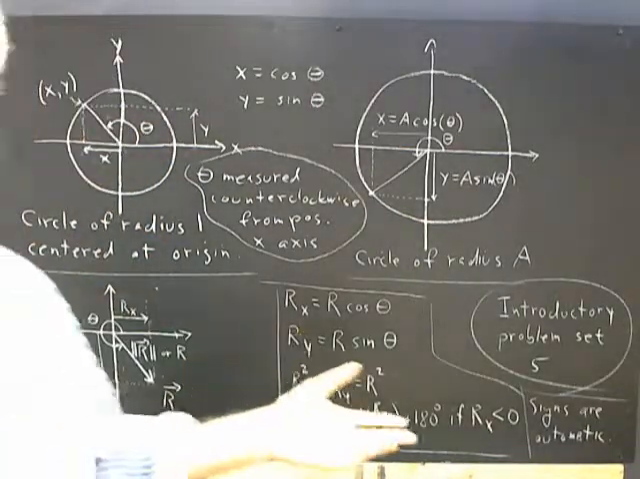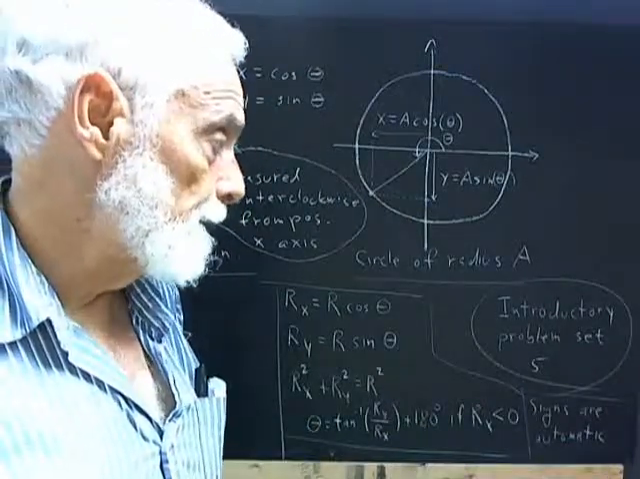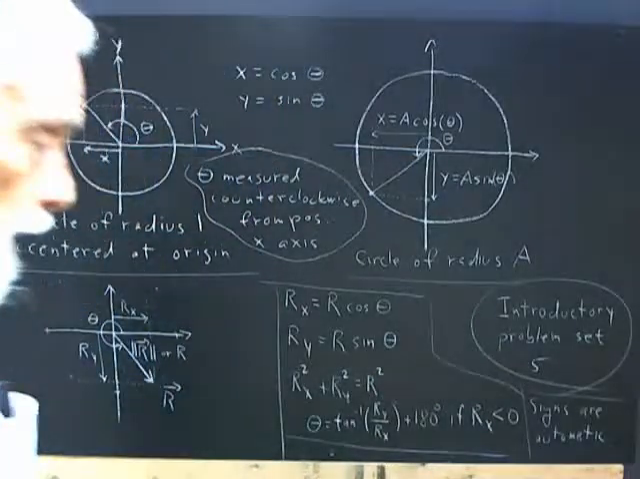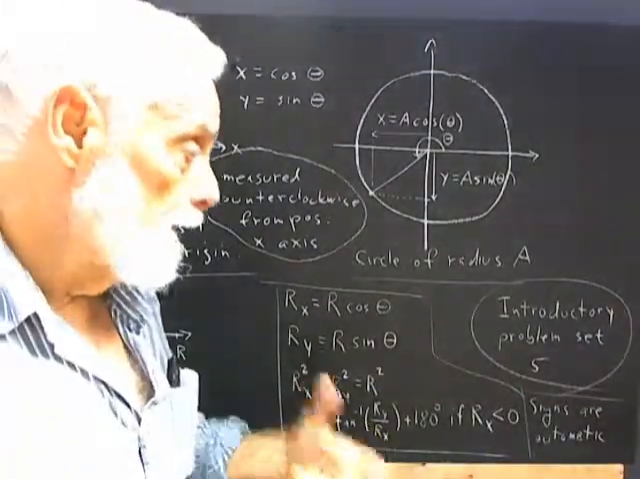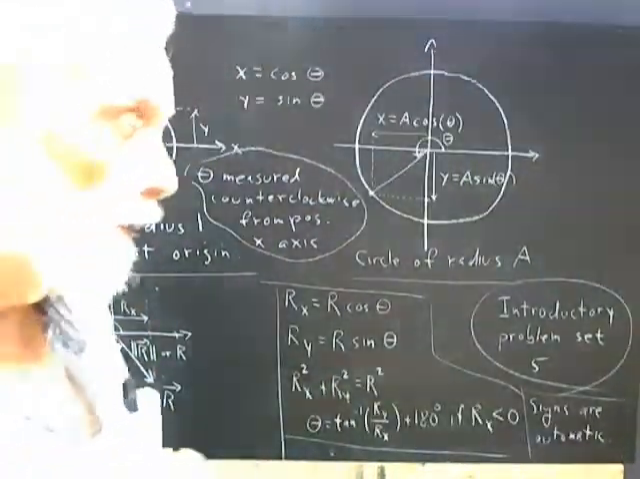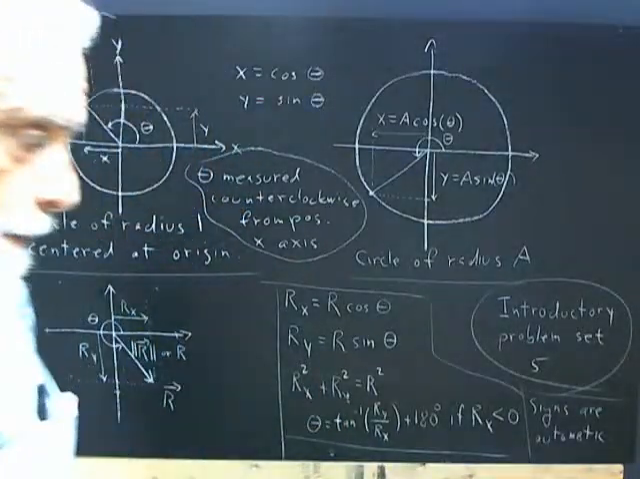Now there's more here in the introductory problem set 5, and I'll make sure that's clear in the assignment. I'll give you a link to that. There's a set of problems that I ask people to work through that pretty much nails the whole basic concept of vectors. Now, it doesn't get into cross products and dot products and so forth, so we'll talk about that a little bit.